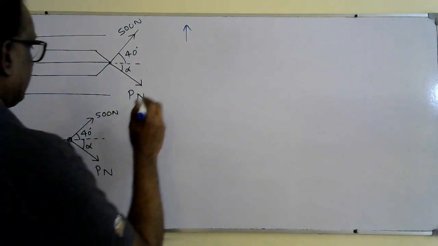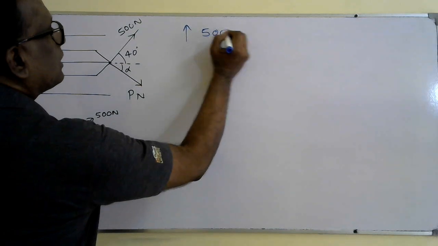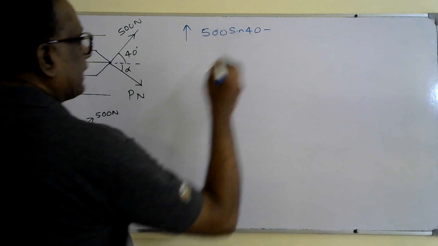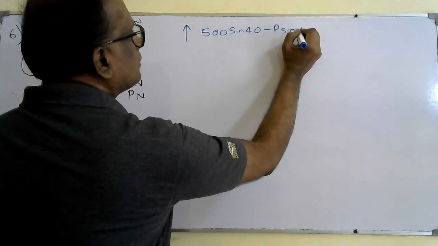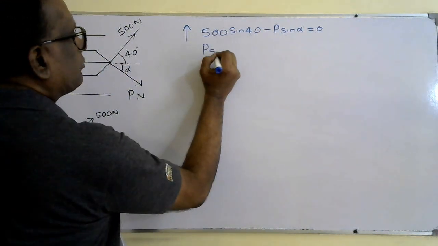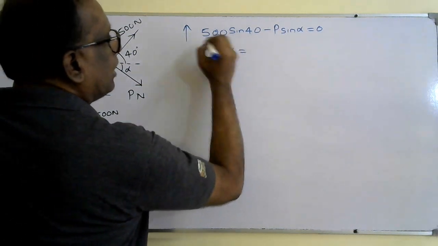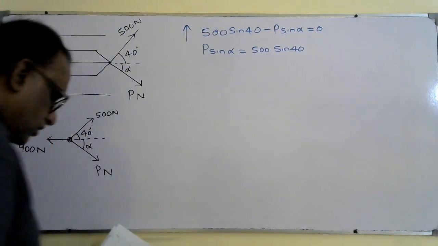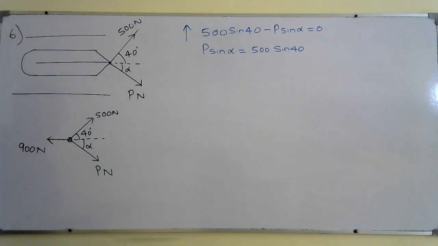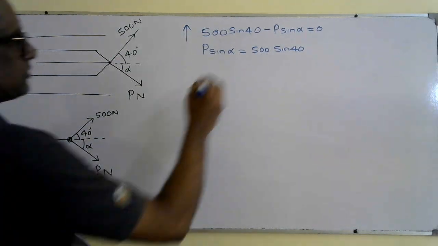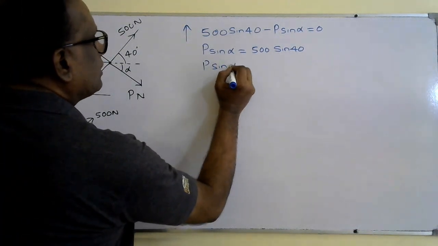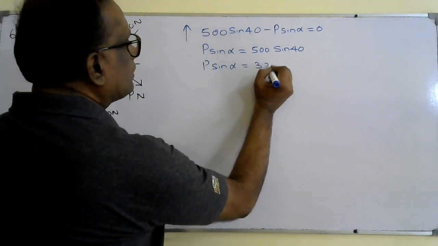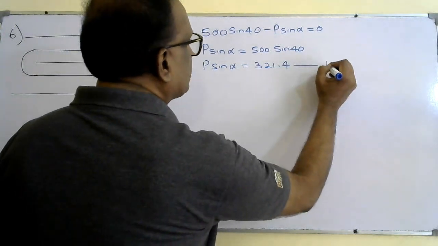When you resolve this vertically, 500 sin 40 minus P sin alpha equals 0. So P sin alpha equals 500 sin 40. If you solve it, P sin alpha equals 321.4. Let it be the first equation.